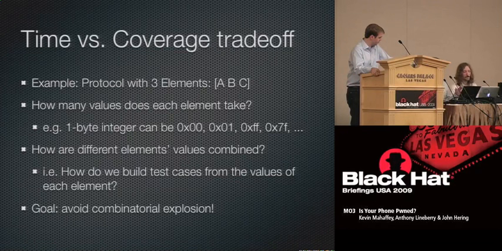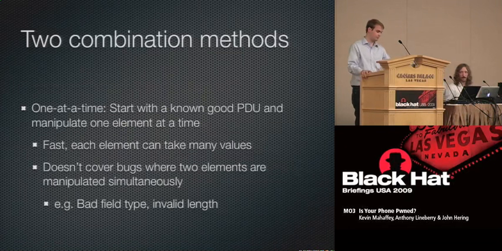Our goal is really to avoid combinatorial explosion. In naive implementations, if anyone's ever tried to write a fuzzer, you can get up to 400 quadrillion test cases. It would end sometime around the lifetime of the universe. So really, there are two methods that have been used before.